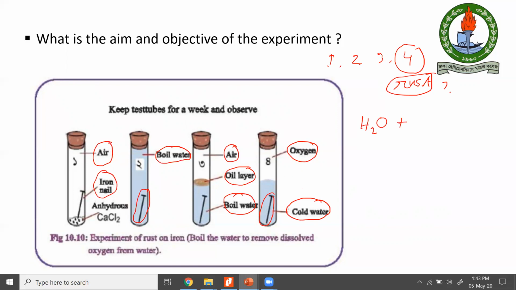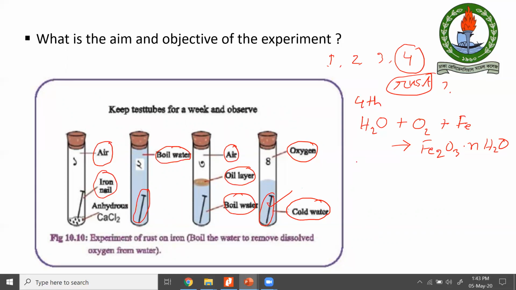And we have oxygen, so oxygen is present. And we have an iron nail, so here iron is present. So they participate in a chemical reaction and they will produce Fe2O3·nH2O. So in the fourth test tube, we will get rust.